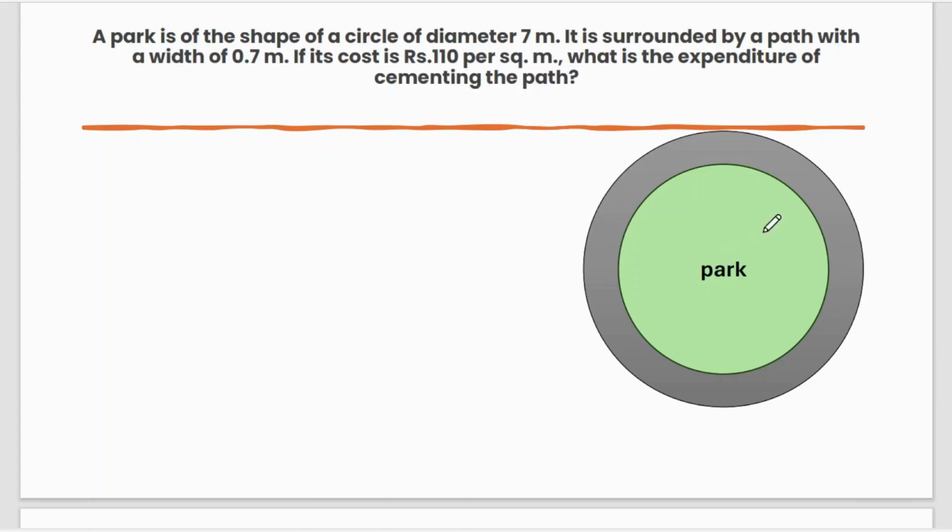See, we have got a circular park. Let me take this as the center. So what is the value of first small r? Is it given? Diameter is given as 7 meter. So if the diameter is 7 meter, we can tell that r will be equal to 7 by 2 meter. So that is the value of r we have got, 7 by 2 meter.